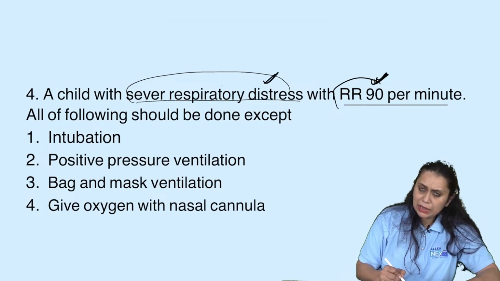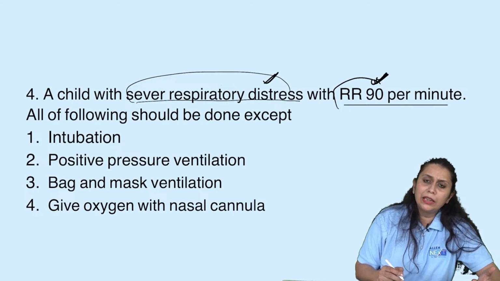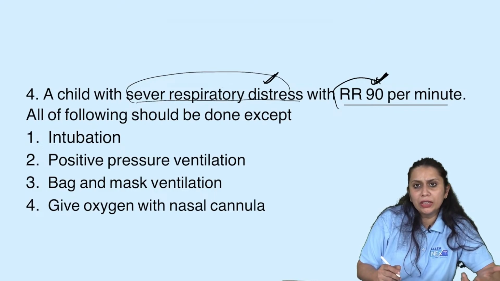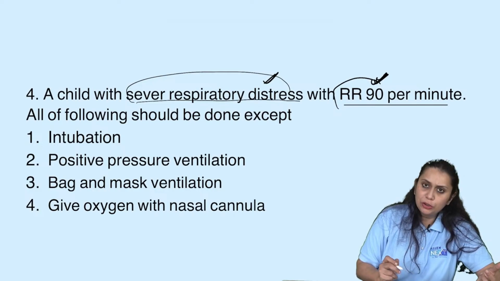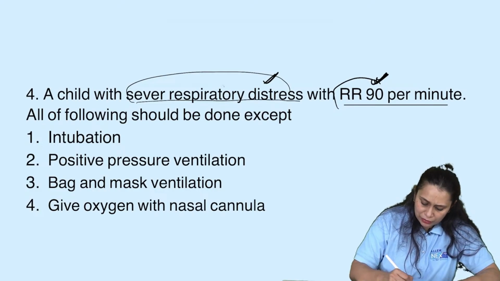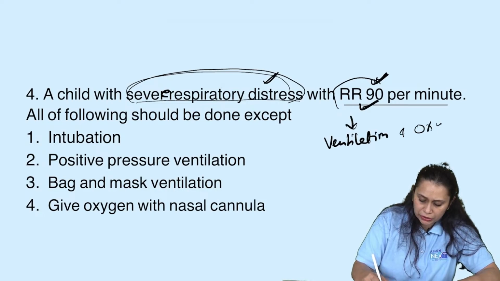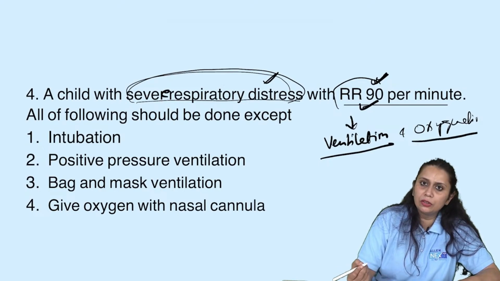Okay. Bag and mask ventilation. Definitely we will start with bag and mask ventilation. Then if, let's say, we will support the ventilation by CPAP or something non-invasive ventilation, and if the child will not improve, we will go for intubation. So this child with severe respiratory distress and a respiratory rate 90 per minute needs support in ventilation and needs support in oxygenation, both.